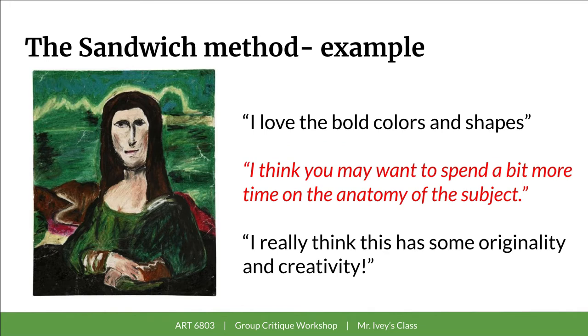Here's an example. In this case, it's obvious that the artist is trying to copy the Mona Lisa, but the artist has missed the mark. But where have they missed the mark? I would start this critique by stating something that is good about it. For instance, I think the colors and the shapes are really creative and original. Then I can go on to mention that the anatomy needs some work. Finally, I can follow up by expressing my pleasure with their creativity. That's the sandwich method in a nutshell.